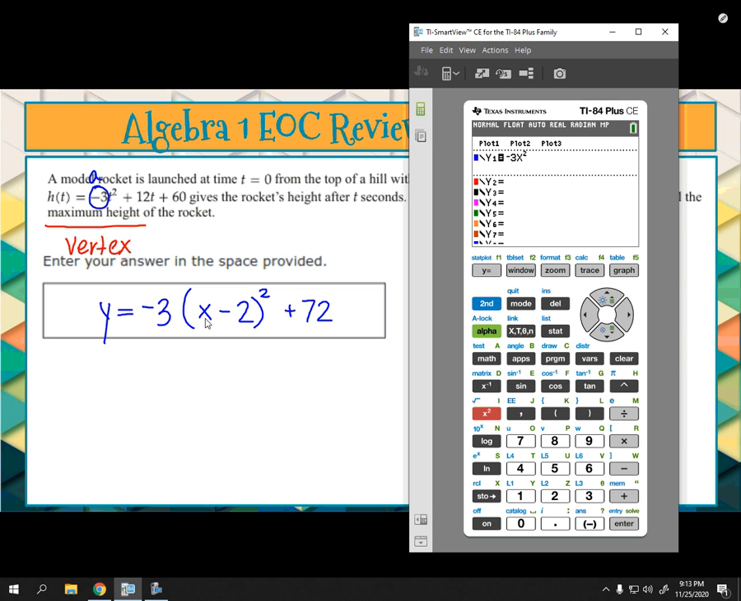Ooh, I probably should have put t and h of t in there. I might want to make that change. Plus 12x plus 60. And then I'm going to type in negative 3, and then we're going to graph it. If both of them line up, we know we did well. There's the blue one, there's the red one.